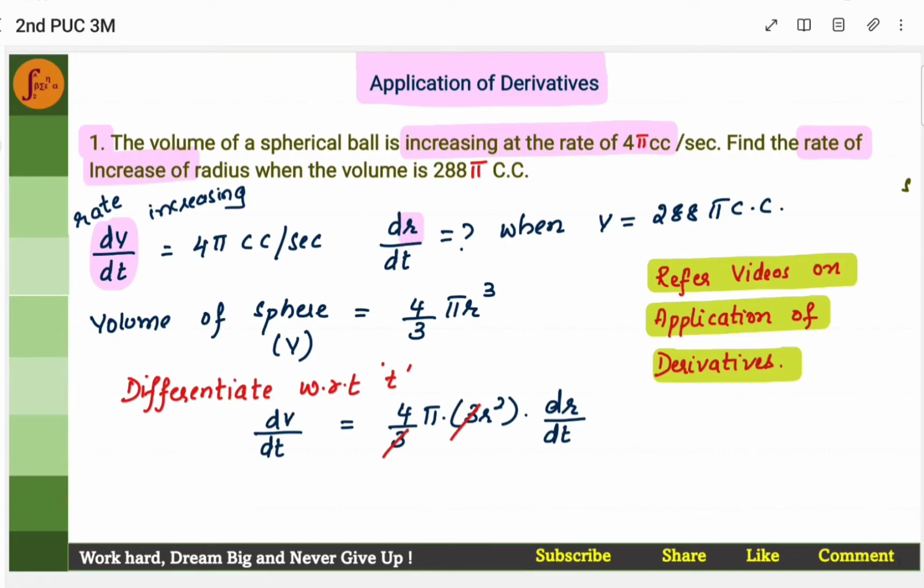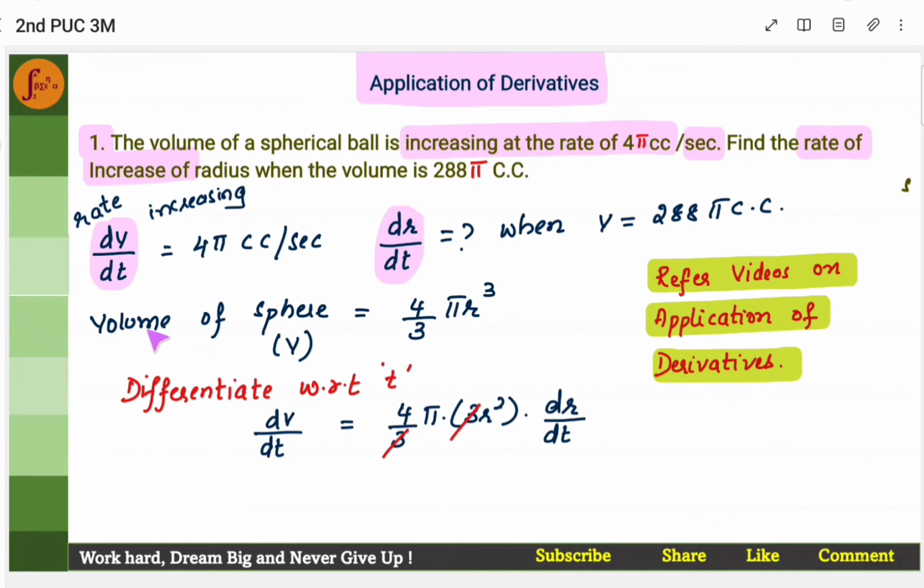So dr by dt, with respect to time. Why do you say it's time? Because they've given seconds in the question. So this is a clue that it is with respect to time. So dr by dt you have to find, right? You should understand the formulas to solve applications of derivatives.